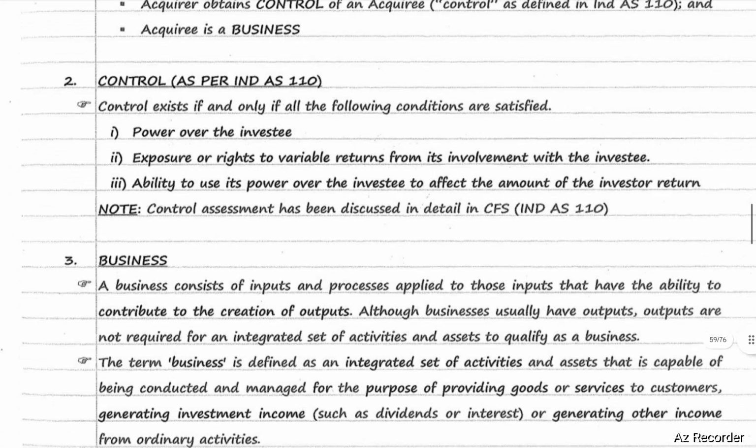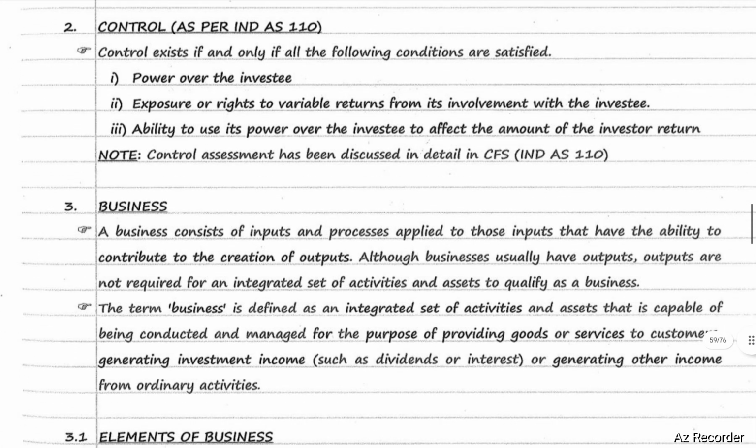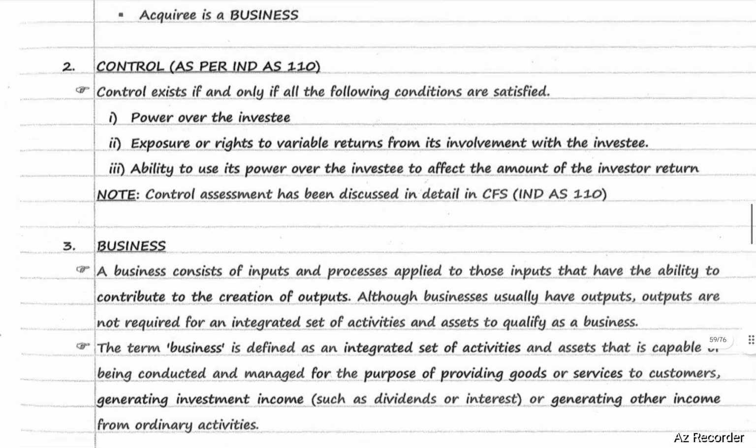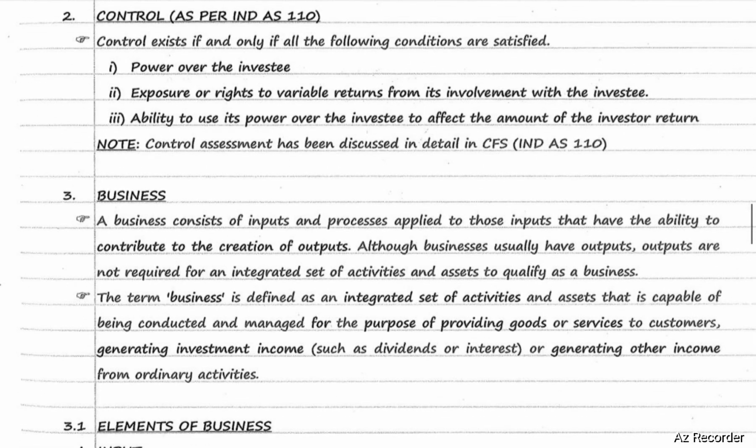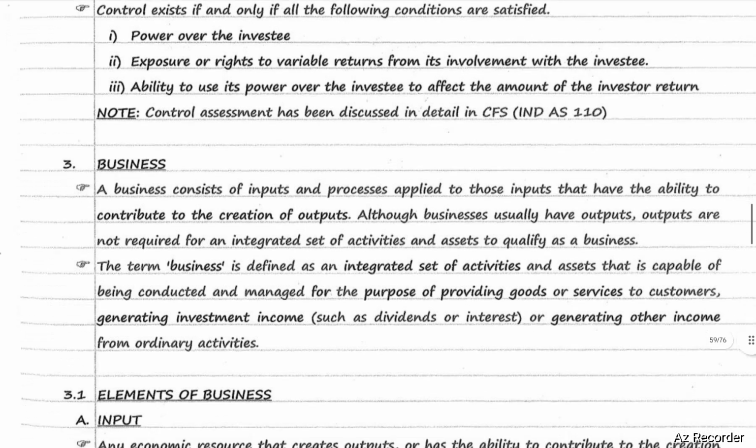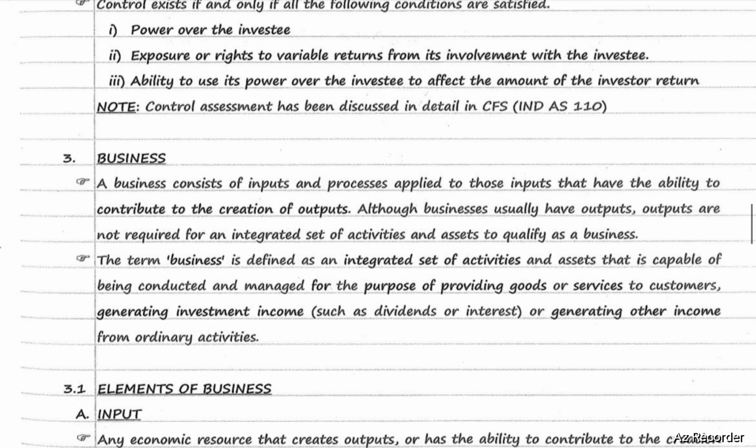Next, what is a business? One of the element to call a transaction as business combination is business. Acquiree is a business. So we'll consider what is business. A business consists of inputs and processes applied to those inputs that have the ability to contribute to the creation of outputs. So to call a business, there should be input, process, output.